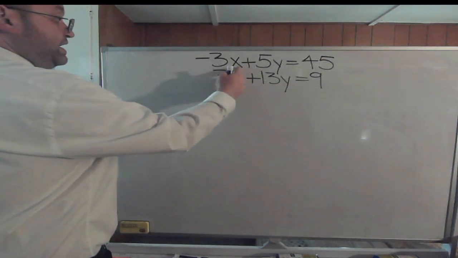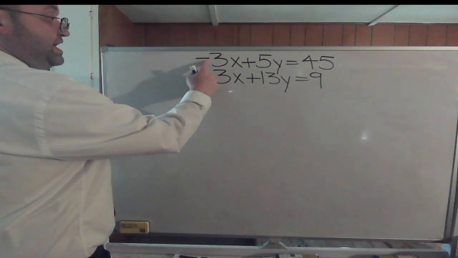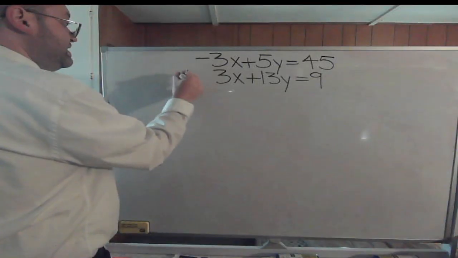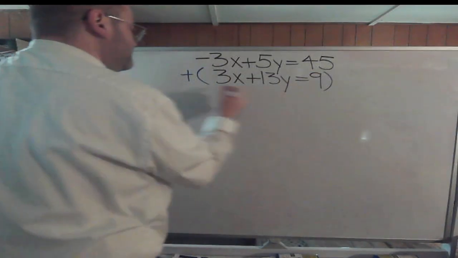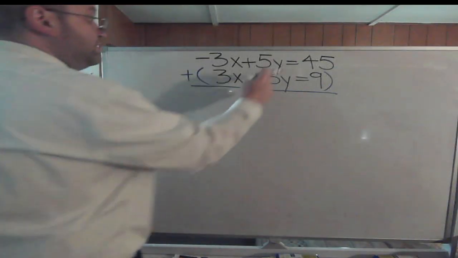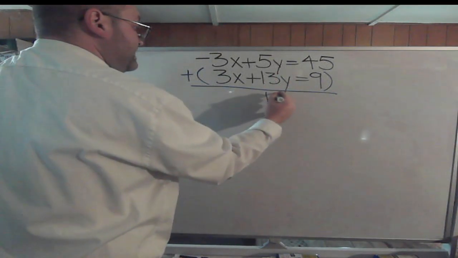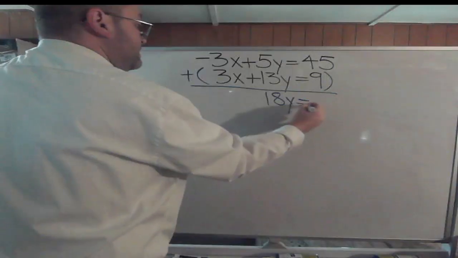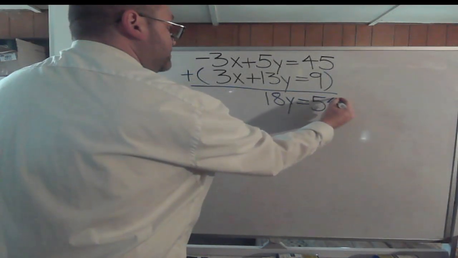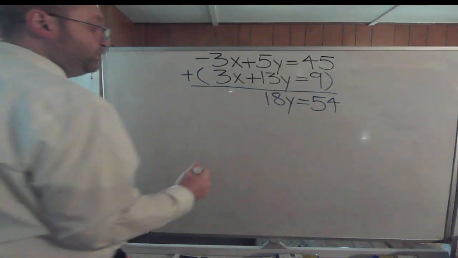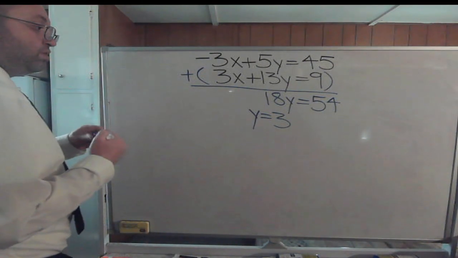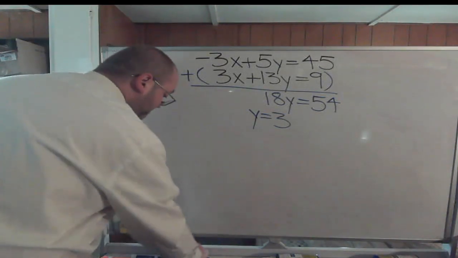Well, if you look at your x variables, the first coefficient's negative 3, the second is positive 3. So we can add these two equations together to temporarily eliminate the x variable. So negative 3x plus 3x is 0. 5y plus 13y, that's 18y. That's going to be equal to 45 plus 9, that's 54. So you have 18y equals 54, which means y equals 3. So the y coordinate for the solution is 3.